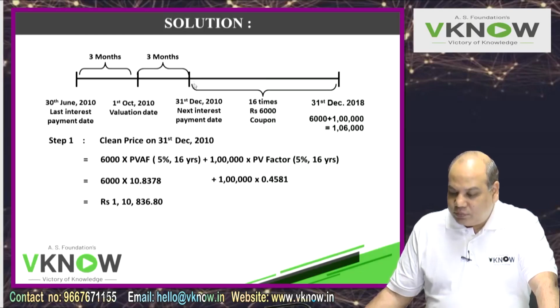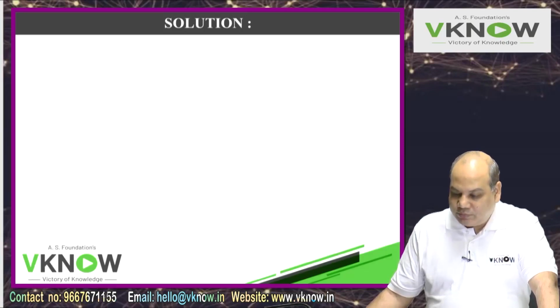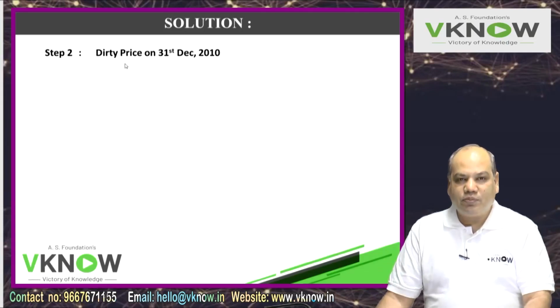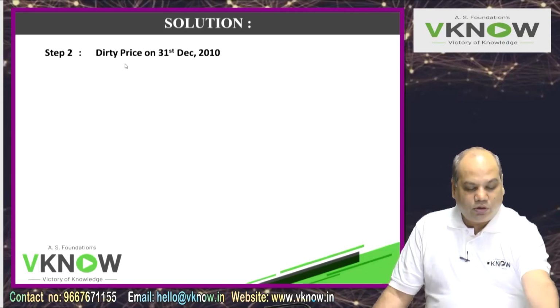So therefore, the value of this bond cum interest or dirty price on this date will be this amount plus 6,000 rupees, plus one more coupon, because this 31st December 2010 coupon is also pending. So write down step number 2, dirty price on 31st December 2010.